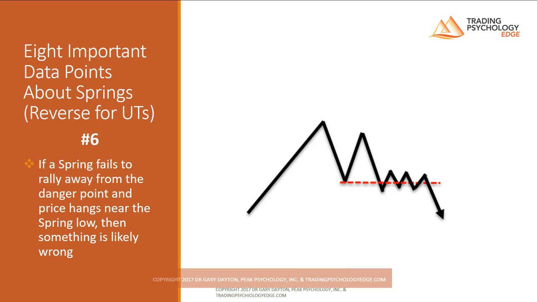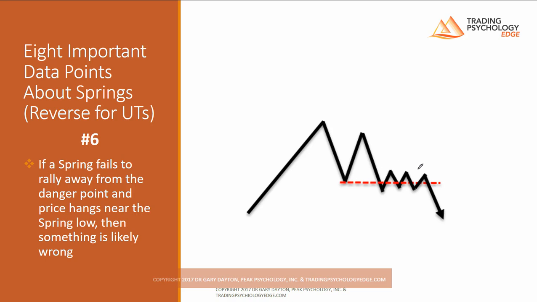Okay, the 6th important data point here for springs is you get a spring, and it generally looks good. It's got all the good characteristics. Maybe it's in a nice uptrend, there's good demand behind it, and so on and so forth. But then it fails to rally away from the danger point. And I don't mean just fail, but it's hanging around here. And you've got a bunch of price action, a bunch of price bars in here. There's just no liftoff. Well, something's wrong.